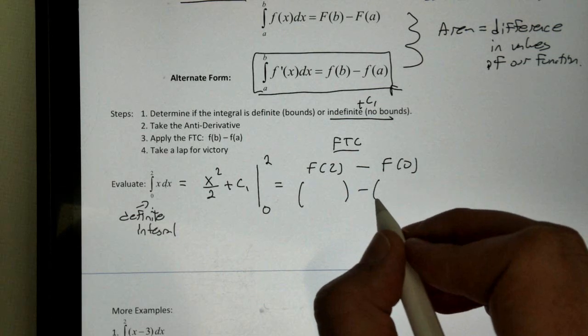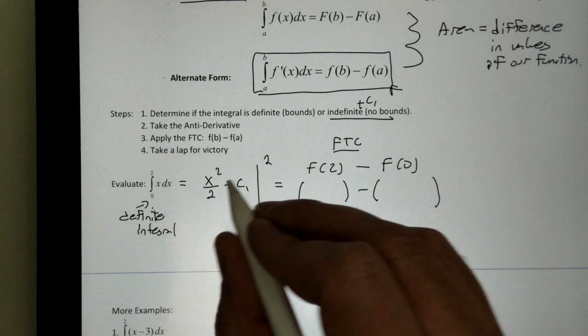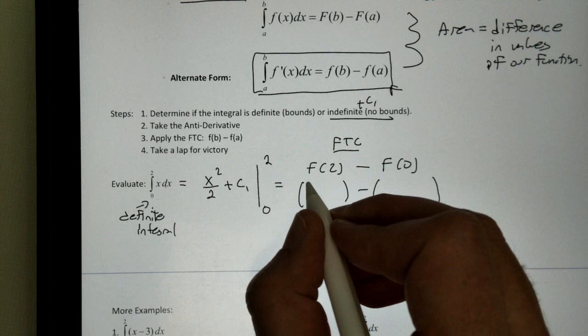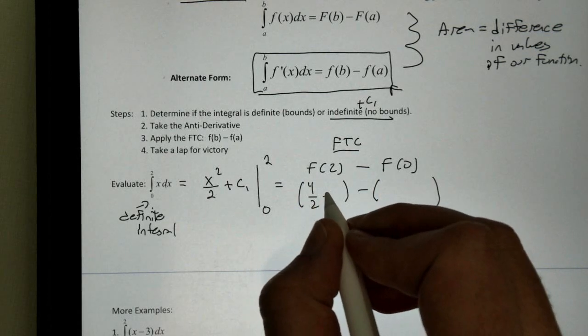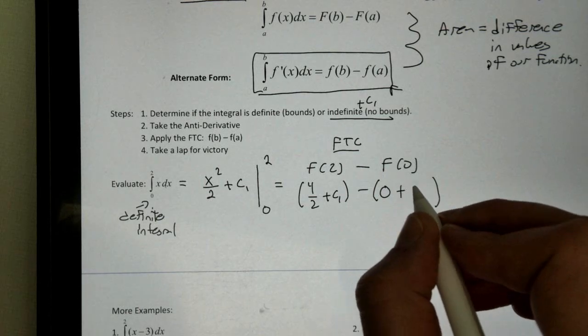I'm going to open up some parentheses here. If I plug in the 2, here, if I plug in 2, we get 2 squared, which is 4 over 2 plus C1. If we plug in the 0, we just get 0 plus C1.